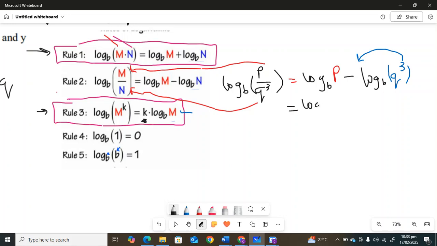log B P minus log, oh, we put the 3 in front, minus 3 log B Q.